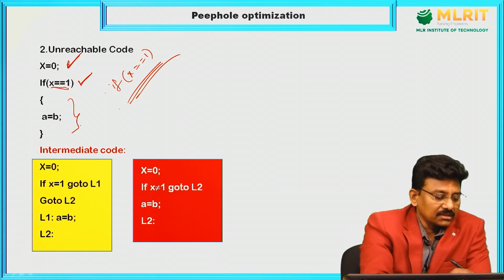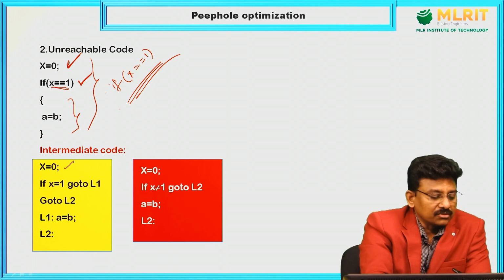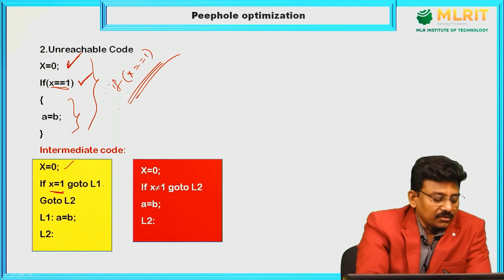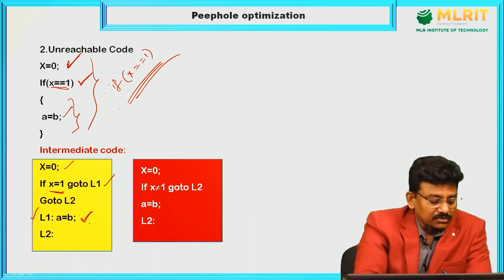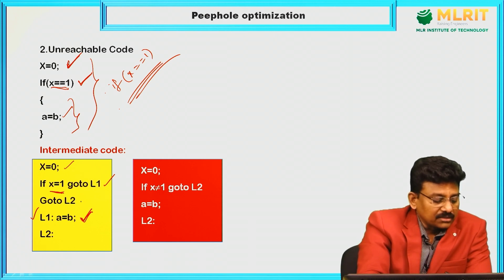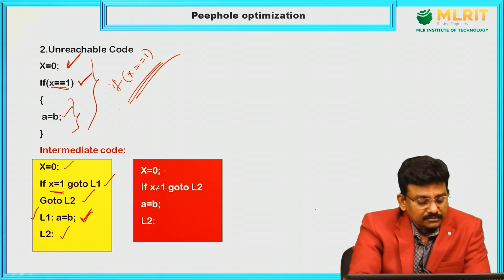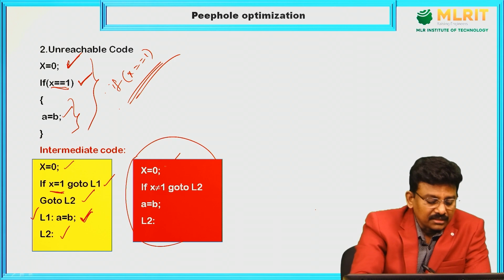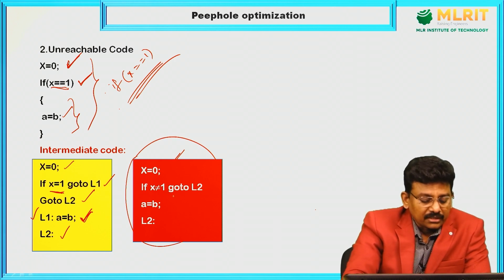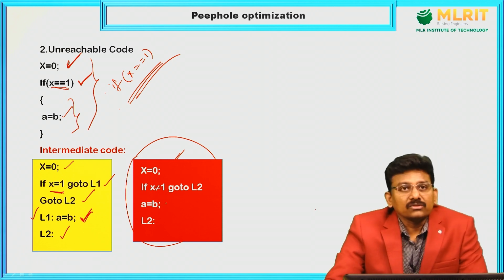So, for this code we can write the intermediate code. Intermediate code will be like this: x is equal to 0. If x is equal to 1, go to L1, where L1 is a label, there a statement is there, that is A is equal to B. Otherwise, go to L2. In another way you can write it: x is equal to 0, then if x is not equal to 1, directly go to label L2, otherwise A is equal to B.